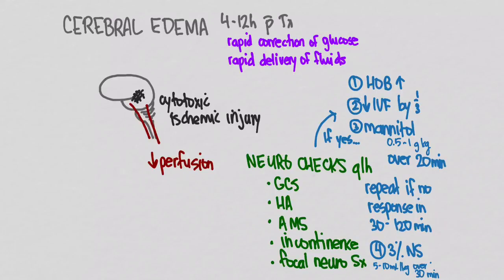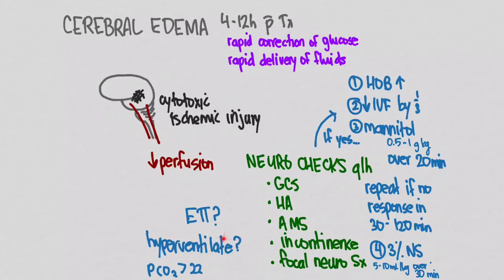You may need to intubate these patients as well. And if you do intubate them, you may consider hyperventilating, but make sure you keep the PCO2 above 22. Otherwise, it's been shown to have worse neurologic outcomes.